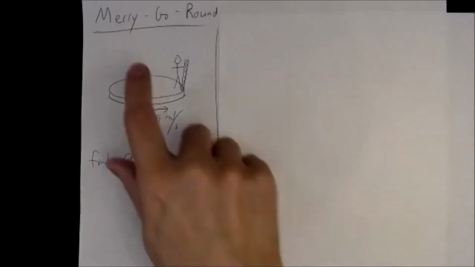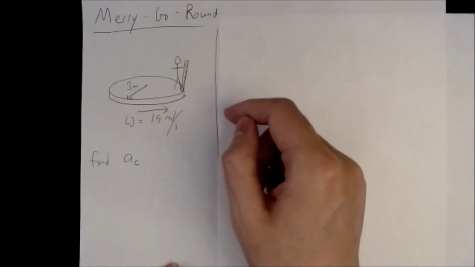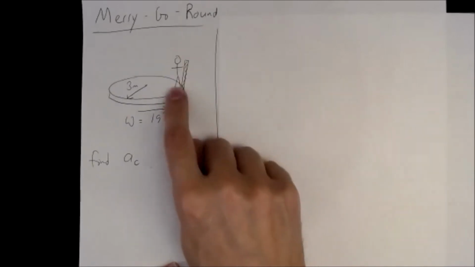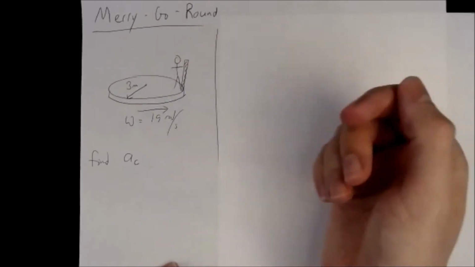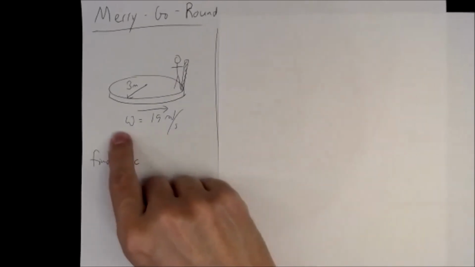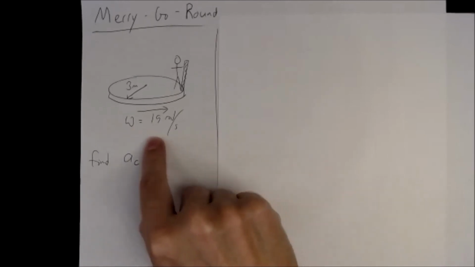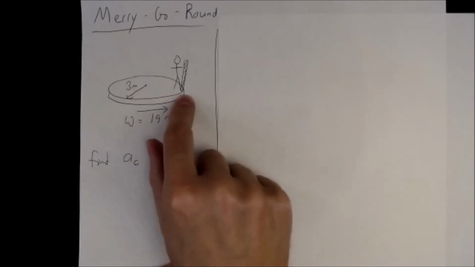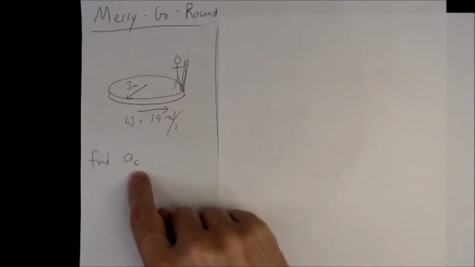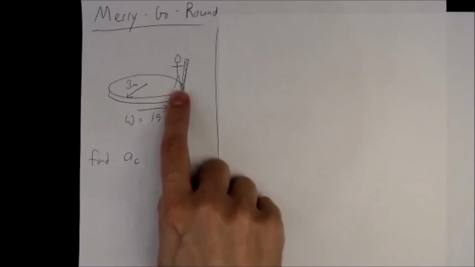So here's the problem. We've got a merry-go-round that you don't want to board because it's made by that creepy clown. There's you being supported by some sort of support that I drew in there for some reason. The angular velocity of this merry-go-round is 19 radians per second, and you are 3 meters from the center. We need to find the centripetal acceleration that you experience on this merry-go-round.